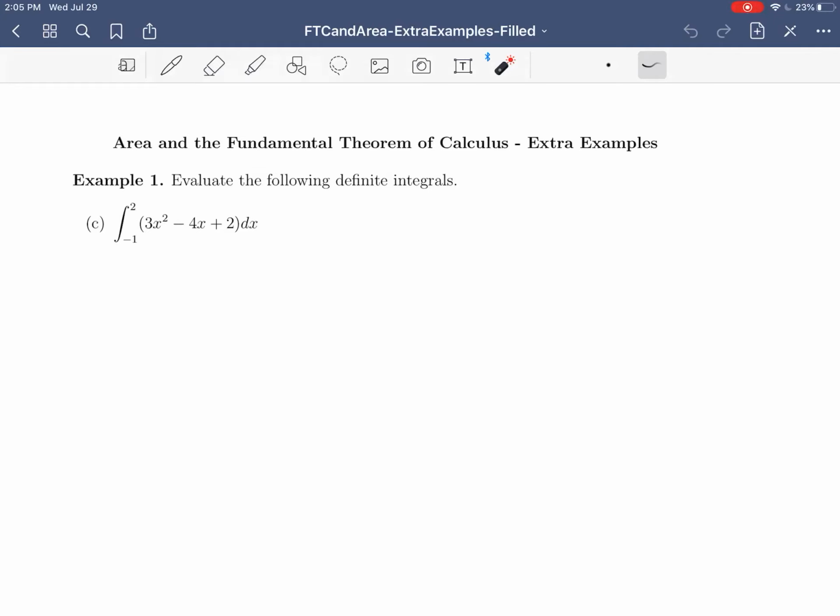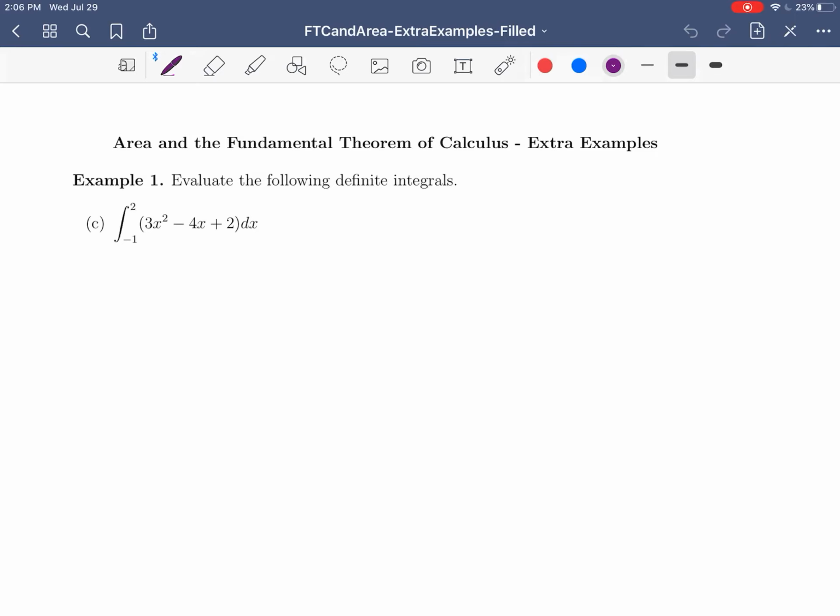In this video, we're going to do some extra examples of definite integrals, so computing them using the fundamental theorem of calculus, or sometimes we denote it FTC, and then also talking about how this relates to the area under the curve. So let's start with this first one here. We have the definite integral from -1 to 2, and our integrand function is 3x squared minus 4x plus 2.